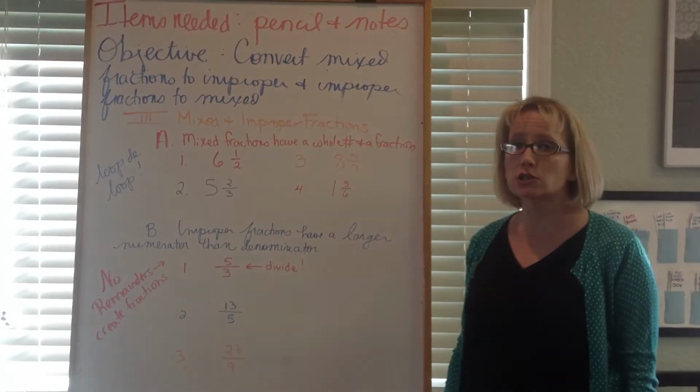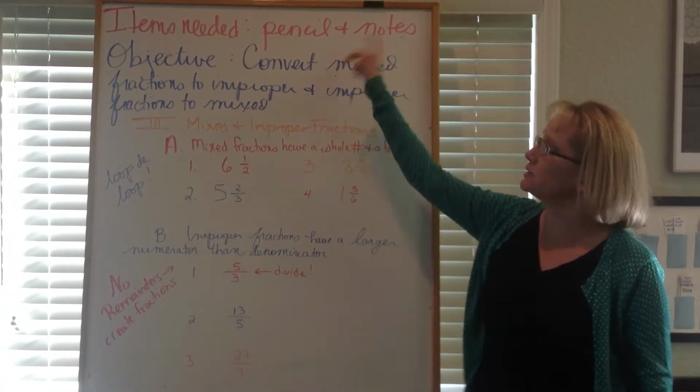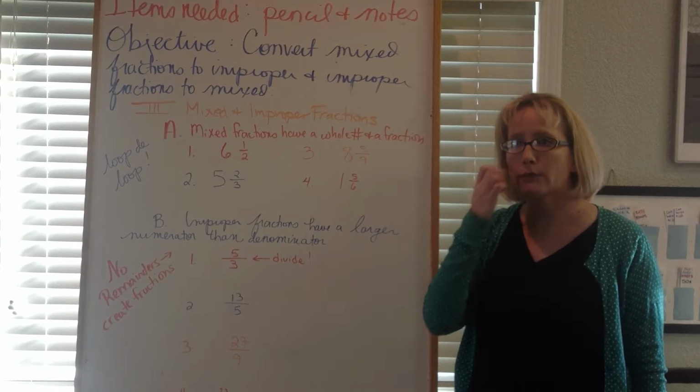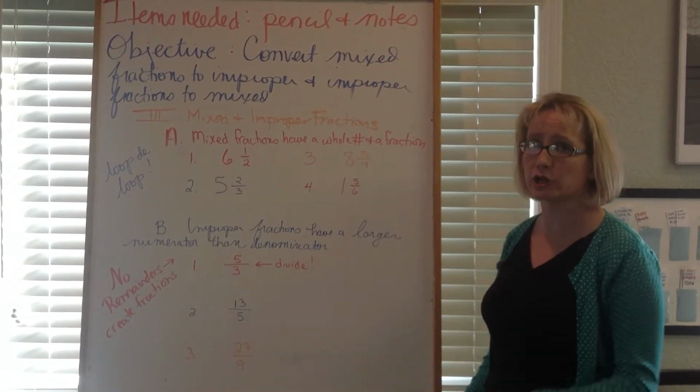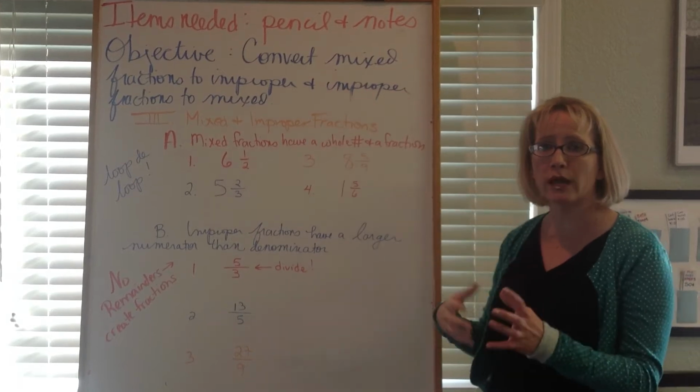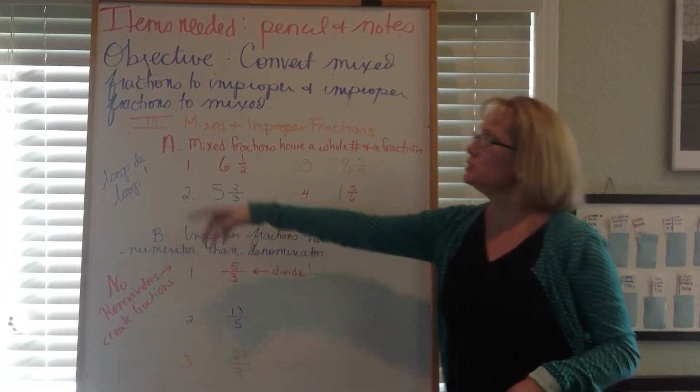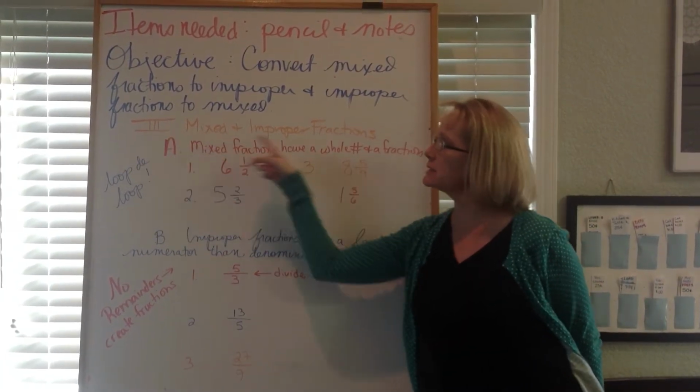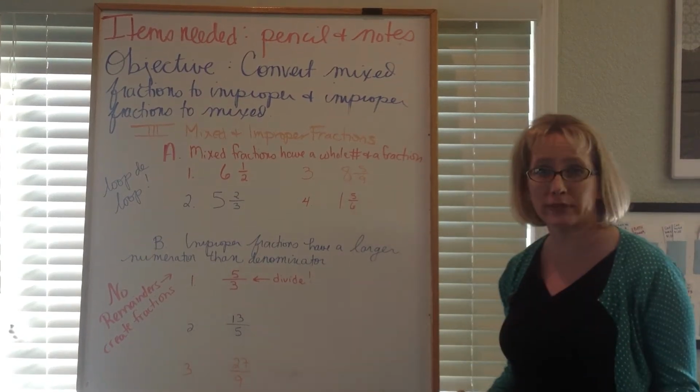This is topic 6.3. You're going to need your pencil and notes. We're going to talk about improper fractions and mixed fractions today. That's our objective, what we're trying to do. We're going to convert mixed fractions to improper and improper back to mixed fractions. So you can use Roman numeral 3. It's called mixed and improper fractions, but first we need to remember what they are.